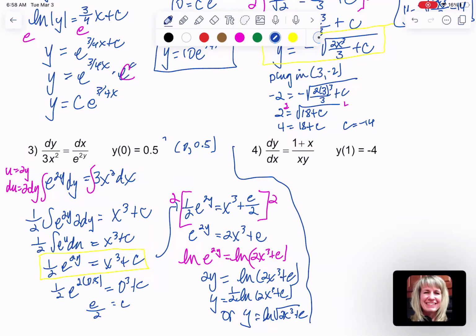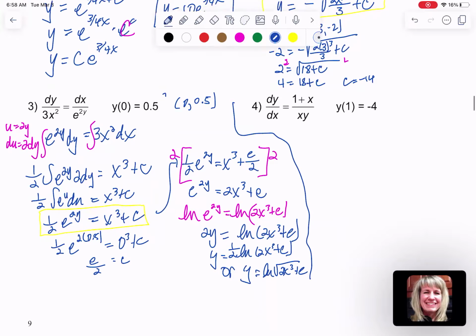On the next one, I'm going to go ahead and solve for, get y's on one side, dy's and y's together, dx's and x's together. So I'm going to get y dy equals, over here, I'm going to have 1 plus x over x dx. I'm going to integrate both sides.